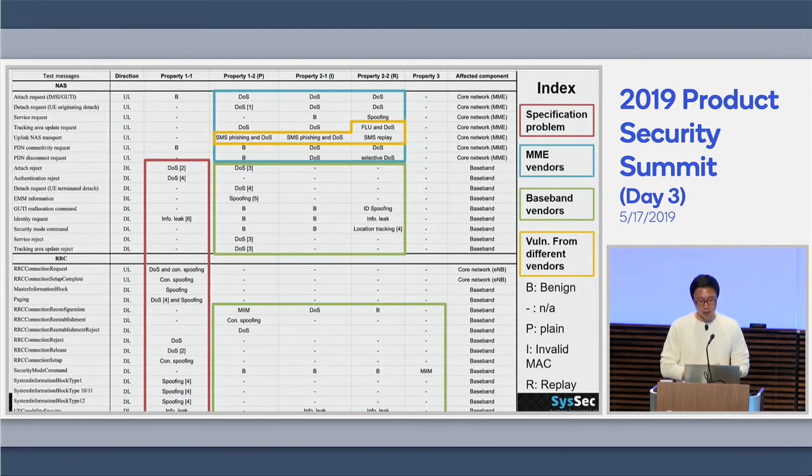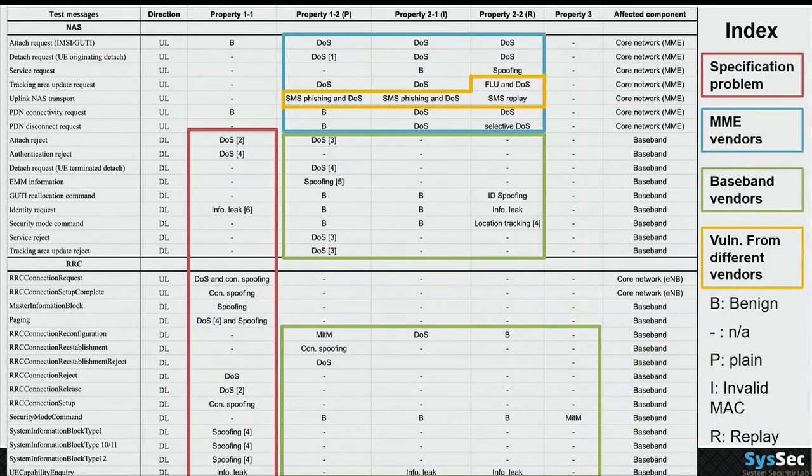So this is our summary table of LTEFuzz findings. I will not explain the details of them. However, the red box shows the specification problems, the MME vendor problems are in the blue box, and the problems from the baseband vendors are in the green box. In the yellow box, there are two vulnerabilities in one test case. This shows that two different MME vendors had different vulnerabilities. So from now on, I'll introduce some of the attacks we validated with the carriers.